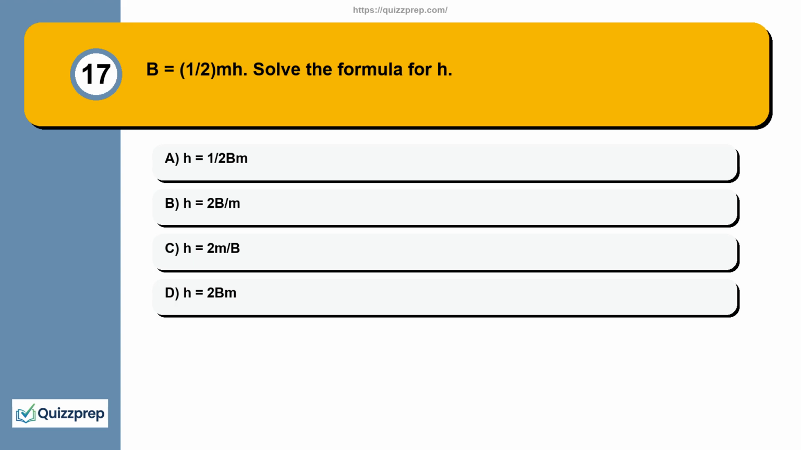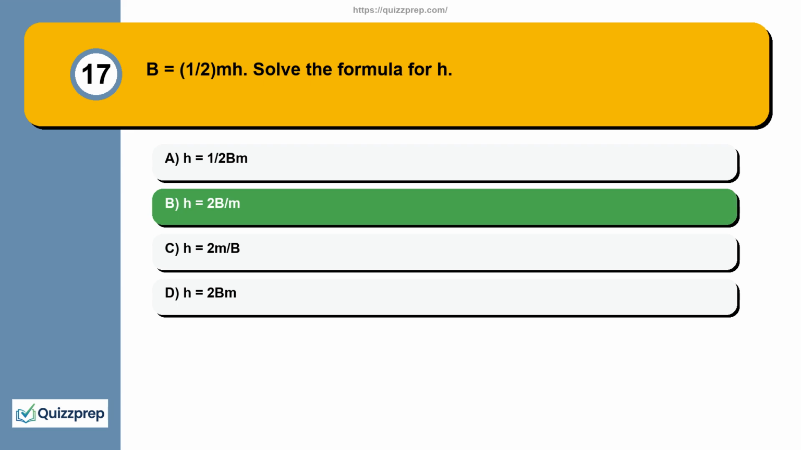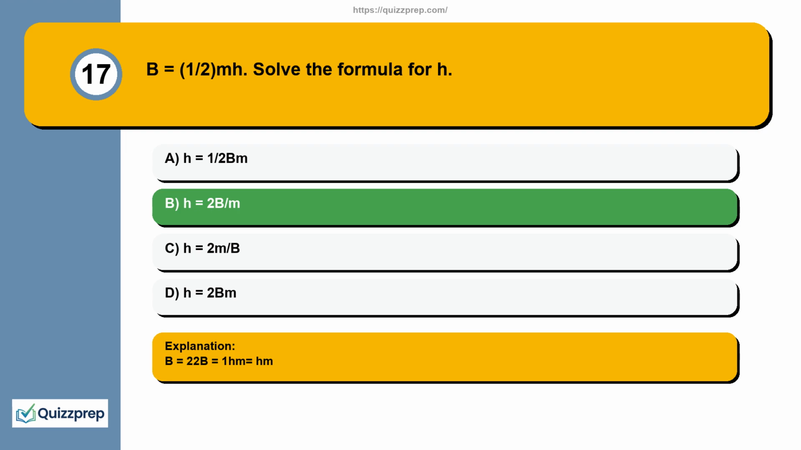Question 17. B equals 1/2 mH. Solve the formula for H. H equals 1/2 bm. H equals 2b/m. H equals 2m/b. H equals 2bm. B equals 1/2 hm equals hm.